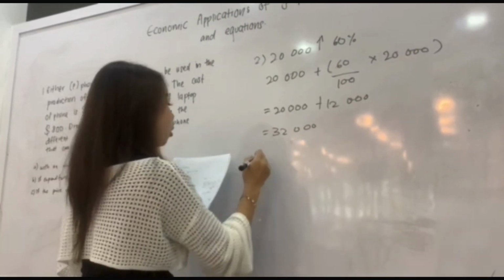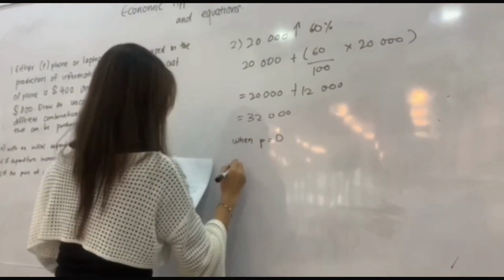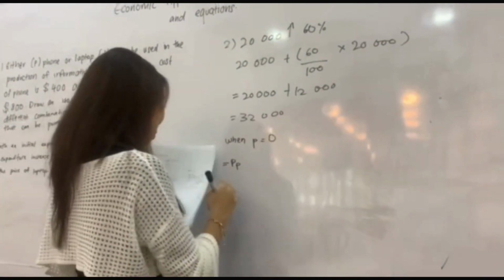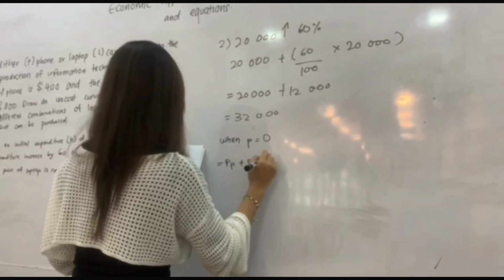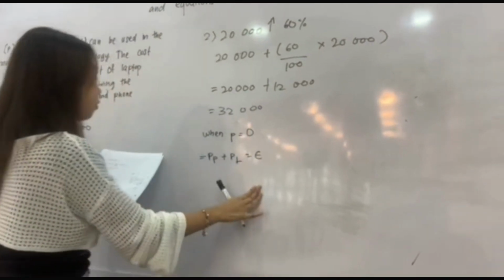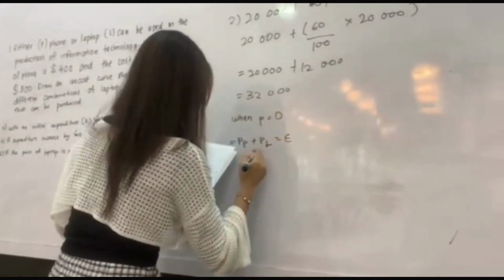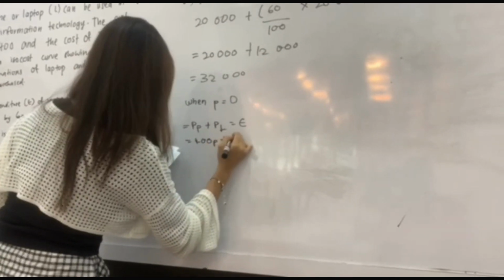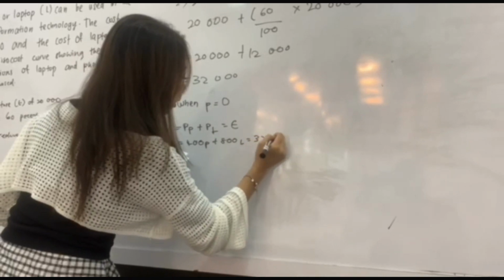So after we finish this, we need to do the same as the first step we did, which is when P equals 0. PP, like I said, PP stands for phone and PL stands for laptop, equal E. E is for what? E is for the expenditure. So 400P plus 800L, we get 32,000.